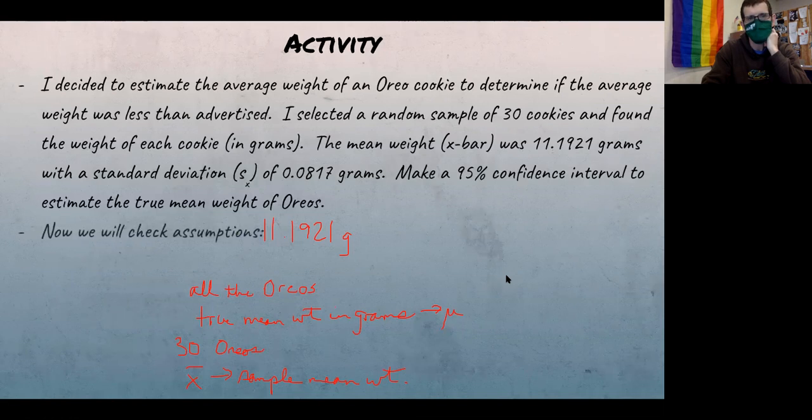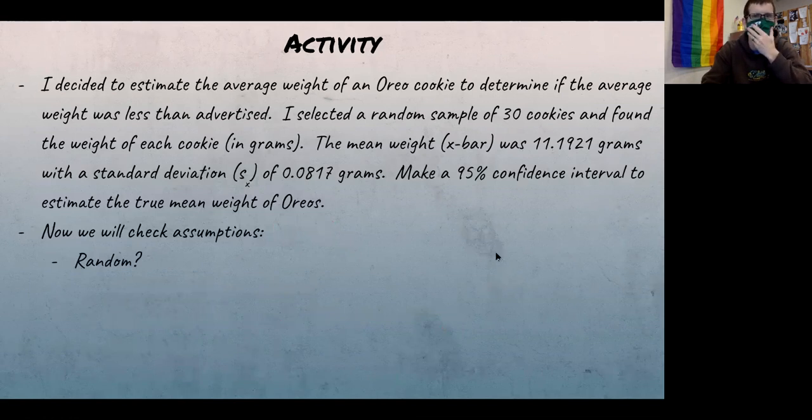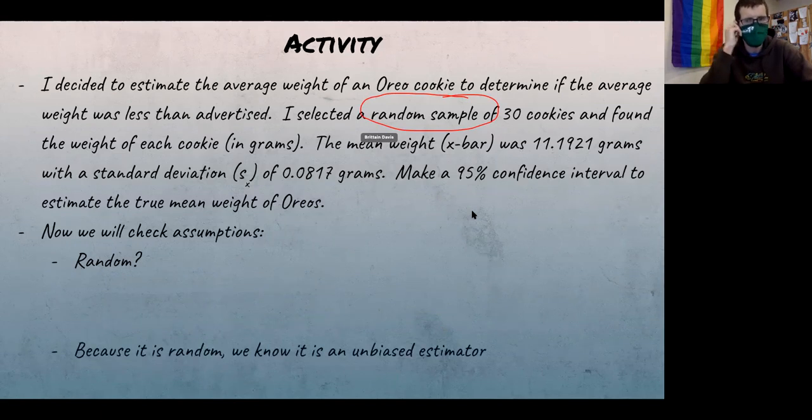So we still have the same prompt. Now we're going to check our assumptions, one by one. Is it random? Yes. How do we know it's random? There it is, random sample. All you have to do is look for those words. This is the easiest one to check. Yes, random sample. That means we know it's an unbiased estimator. So that's good to know.